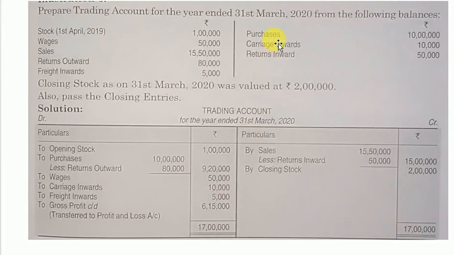Now let's proceed towards another item, that is carriage inward. Carriage inward worth rupees 10,000 is a direct expense, so this is also recorded here in your trading account, like to carriage inward amounting to rupees 10,000. All the items have been recorded except closing stock. So closing stock is recorded on the credit side of the trading account by the entry by closing stock with rupees 2 lakhs. After recording all these items, we'll add the total debit and total credit.